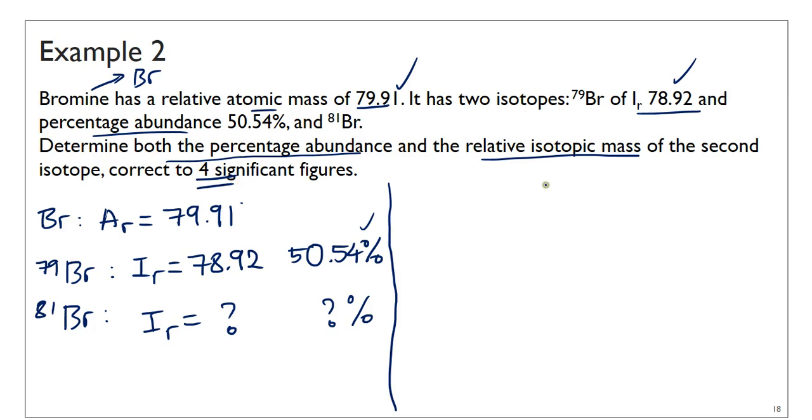Okay, so first things first, there are only two isotopes, which means that the percentage abundance of these isotopes have to add up to 100%. So it's actually very easy to work out the percentage abundance of bromine 81, because it's just going to be 100 minus the percentage abundance of the other isotope. You know what? I think I'm gonna... okay, that's probably wrong. Let's just use a calculator.